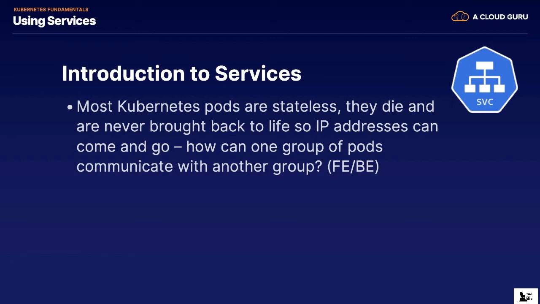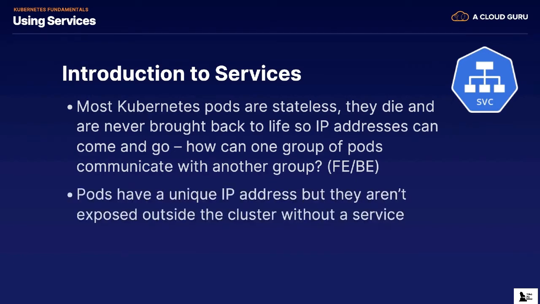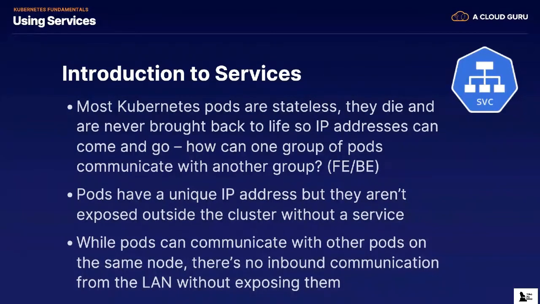So how can one group of pods, for example, a group of front-end web servers, access another group of pods, for example, a group of back-end database servers? You can't trust the IP addressing, and honestly, DNS is just not that reliable in this use case. So while pods have their own unique IP addresses, those IP addresses aren't exposed outside of the cluster without a service. So while one pod can communicate with another pod on the same node, there's no inbound communication from the LAN or the network without exposing those pods.